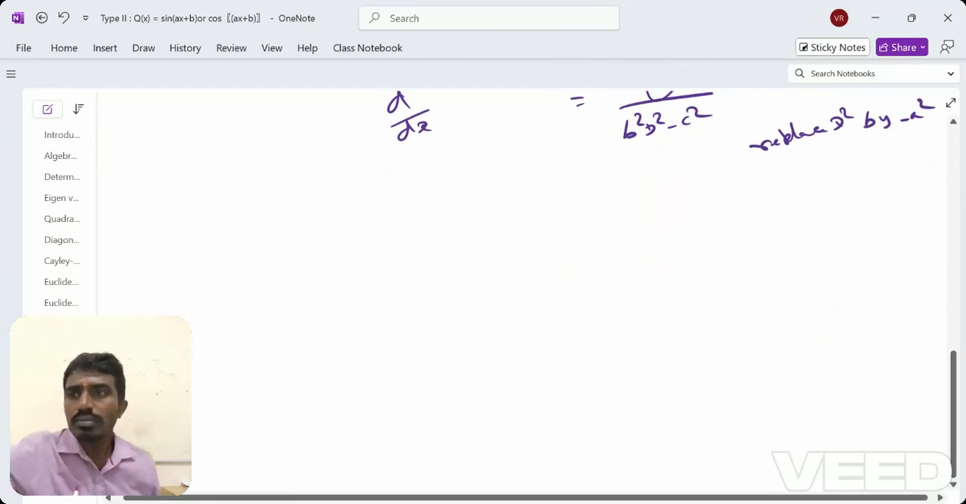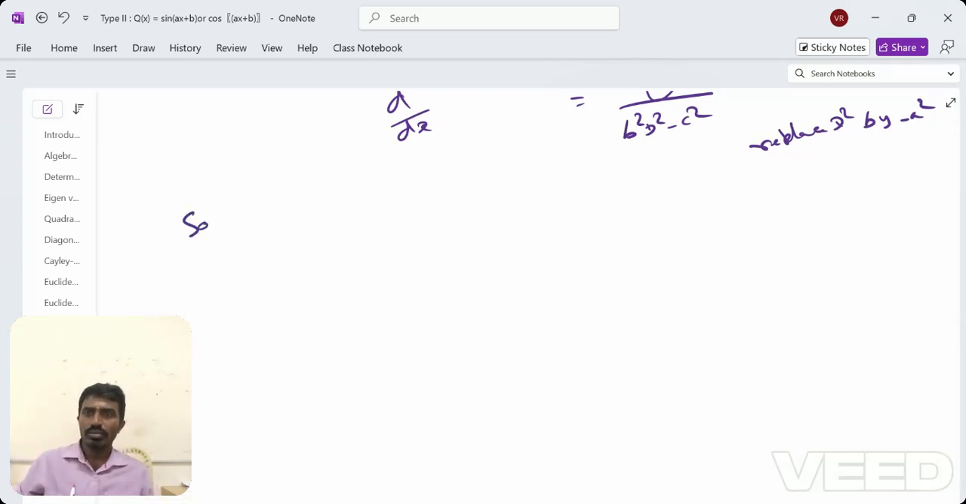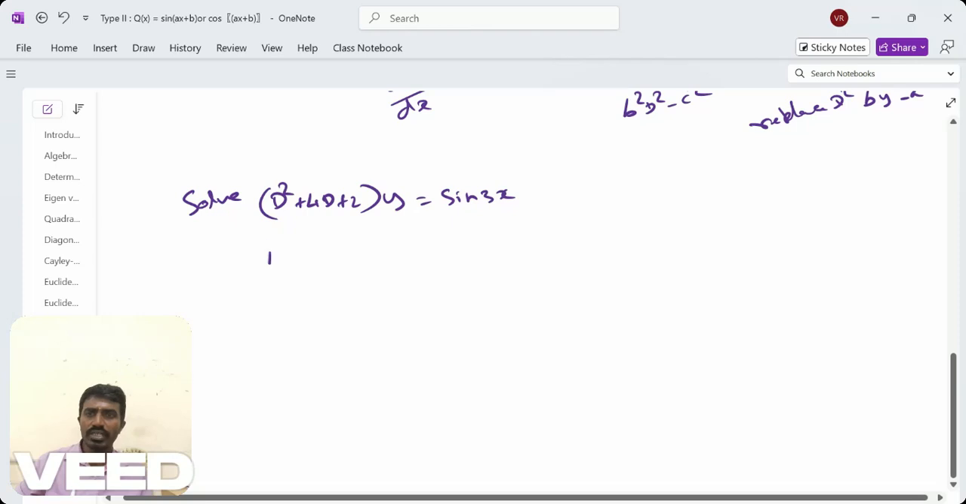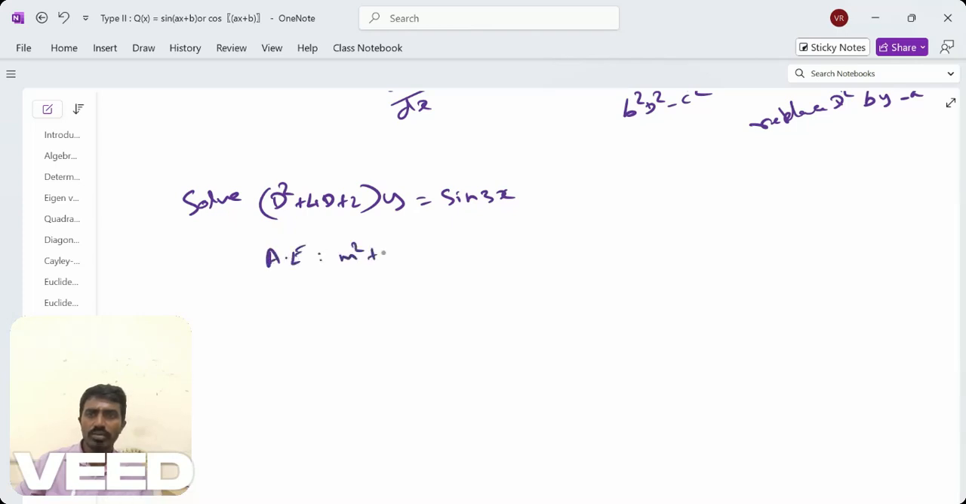Solve D square plus 4D plus 2 of y equal to sin 3x. So as usual, first find the auxiliary equation. The auxiliary equation is m square plus 4m plus 2 equal to 0. Now this is a quadratic equation.